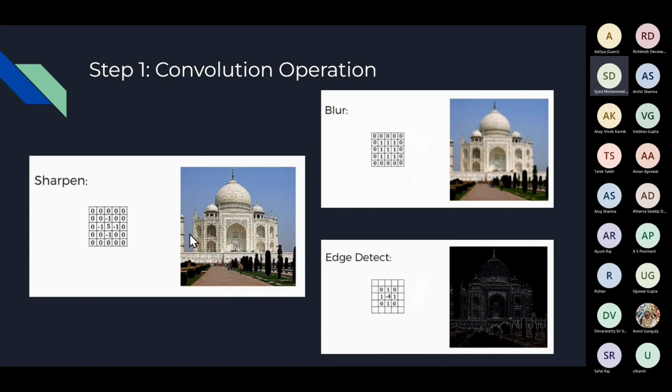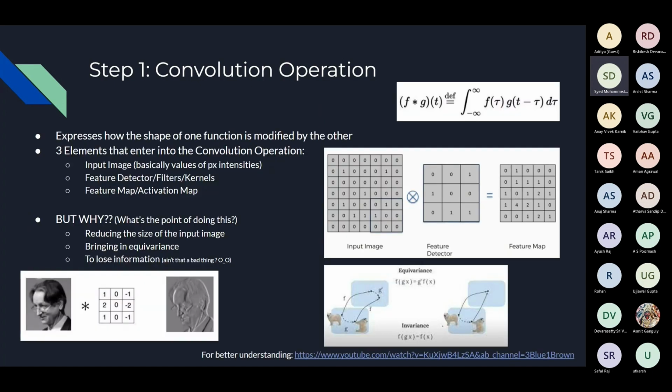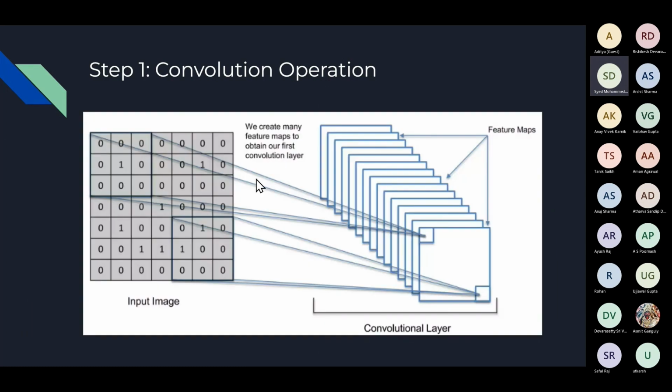Right. Moving on. Okay, so these are again examples wherein on taking different types of filters, we have different outputs. For example, on taking this matrix, we have the picture of the Taj Mahal sharpened here, blurred here, and here we are detecting edges, right? So by now, we are able to bring this property of equivariance into our model, and we are also able to reduce the size of the input image, right?